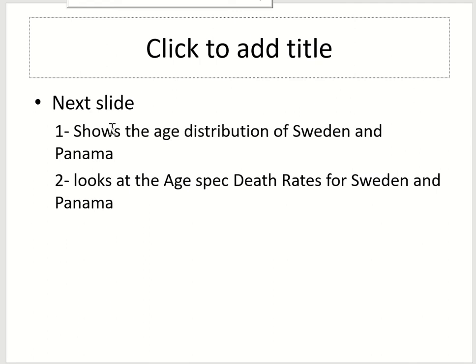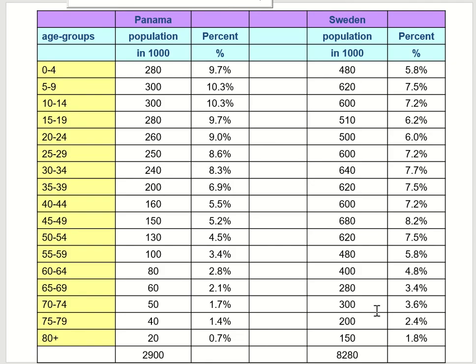So what we're going to do on the next slide is show you the age distribution of Sweden and Panama. And also I'm going to look at the age-specific death rate for both countries. Okay, so here it is. I have a table. Again, in the first column are the age groups: 0 to 4, 5 to 9, 10 to 14, all the way to 80 plus. You have first Panama, next to it you have Sweden, and the values that I'm showing are the number of population per thousand. So this is 280,000, 300,000, etc., all the way to the last, which is I think 2,900,000.